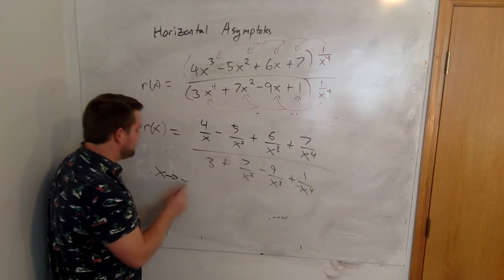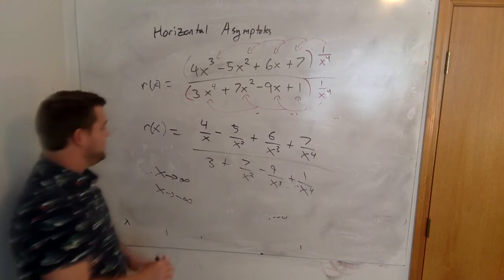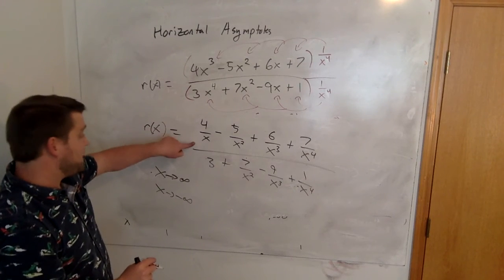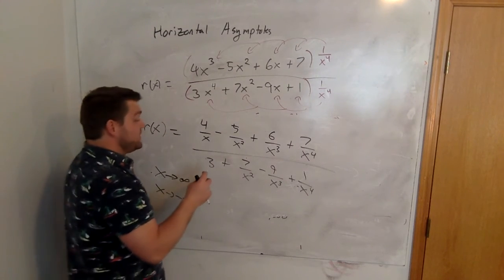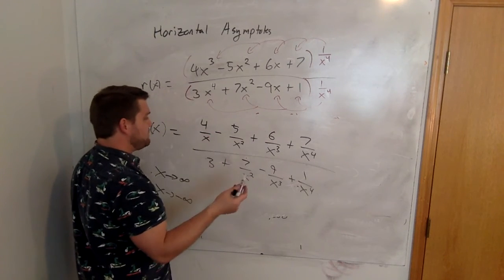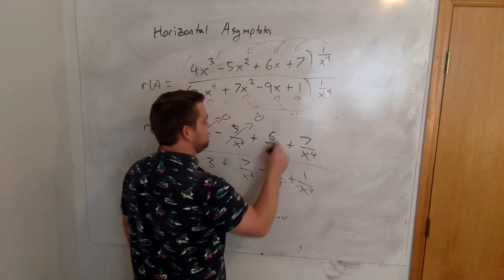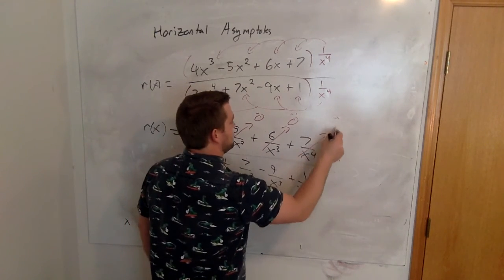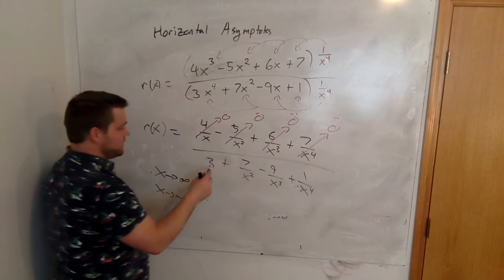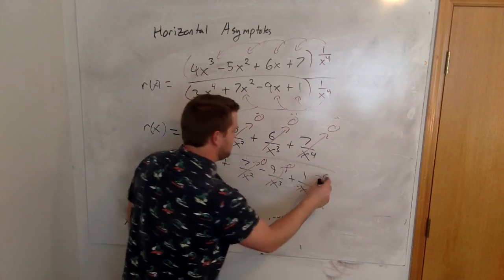If we let x get really, really large, or if we let x go towards negative infinity, well, this 4 over x is getting really, really small. It's like I cut a pizza into a million slices and I'm taking 4 of those slices. I got pretty much no pizza. This is getting closer to 0, and so are all the other terms with x in the denominator.